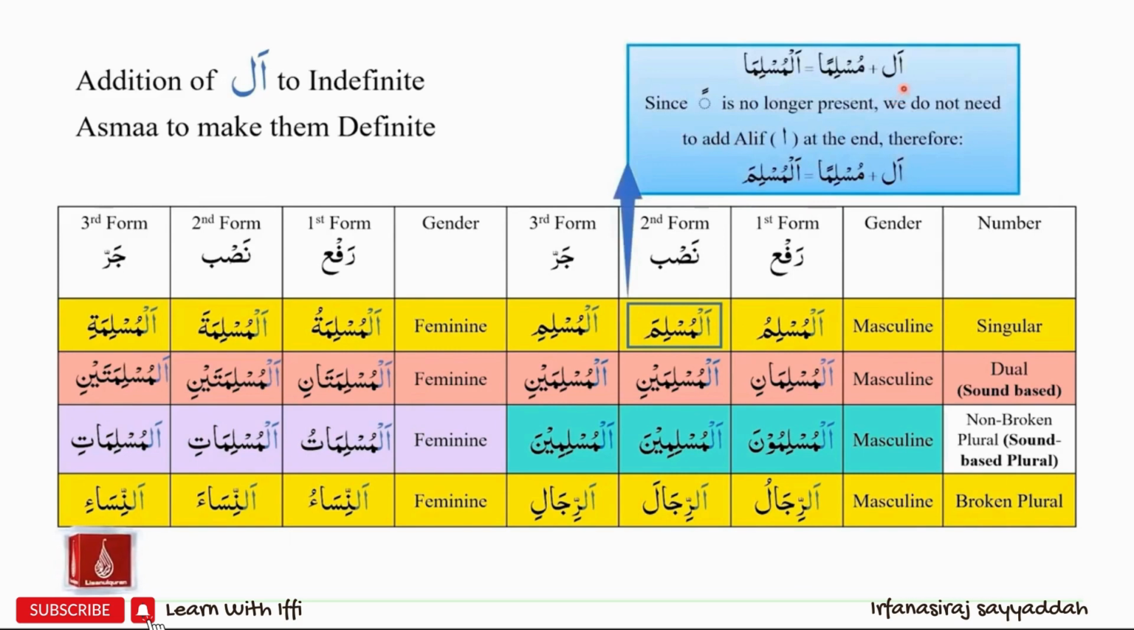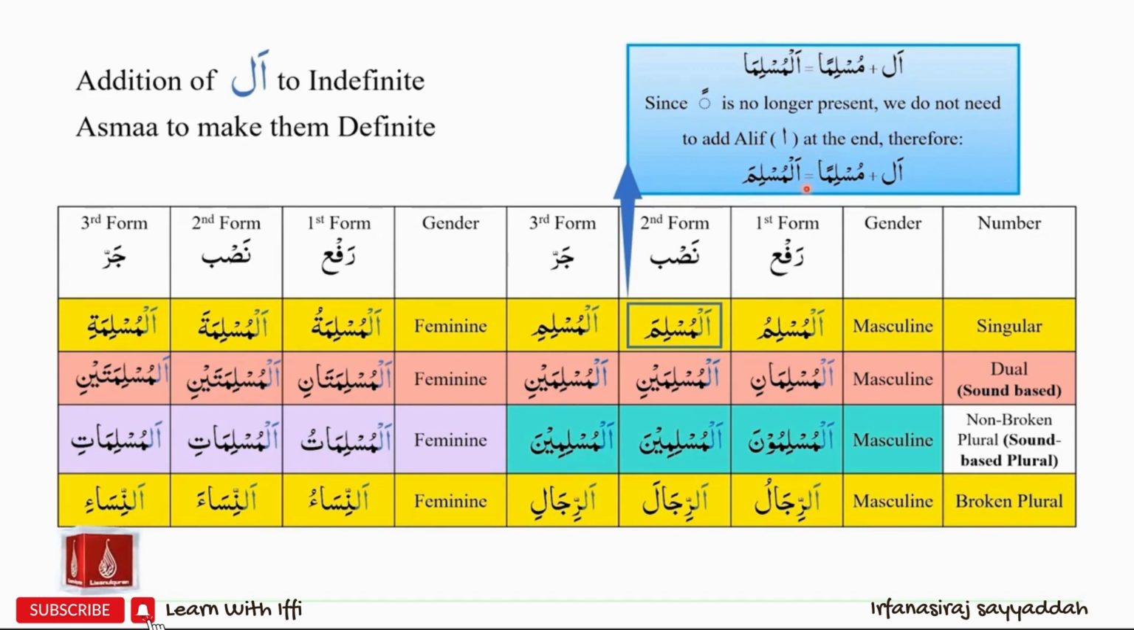If we add al to musliman, we could have this version of al-muslima, but this is the incorrect way of writing it. Since double zabar is no longer present, we do not need to add alif at the end. Therefore, al plus musliman becomes al-muslima, and this is the correct way of writing al-muslima.